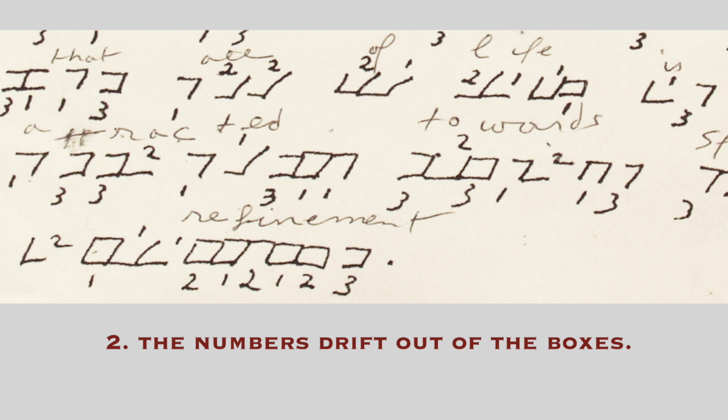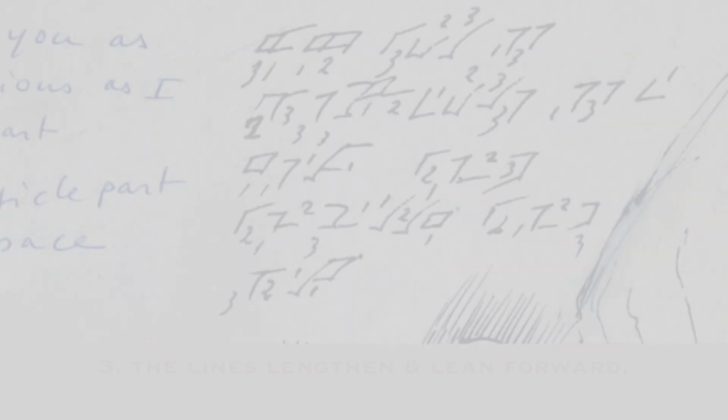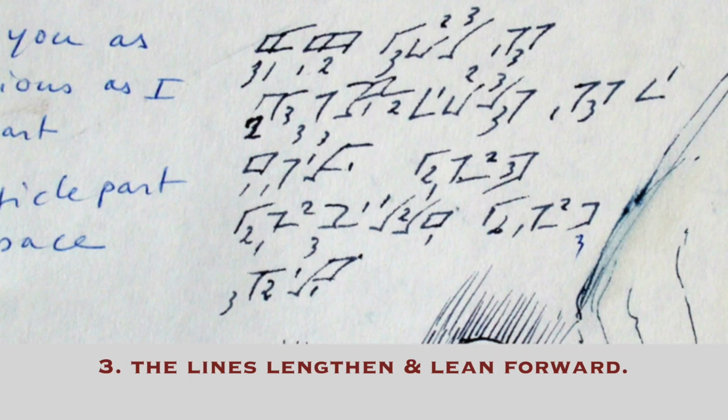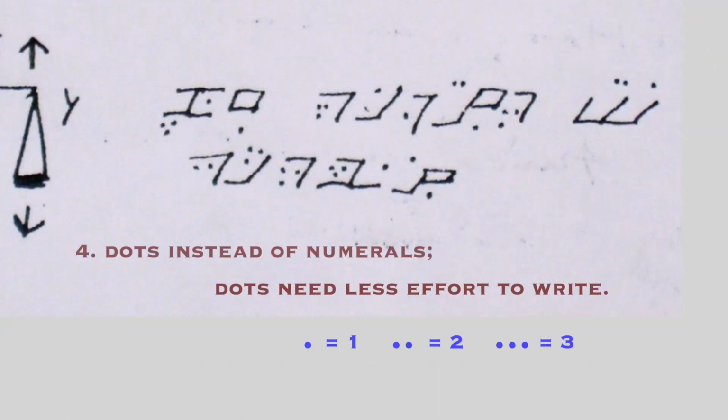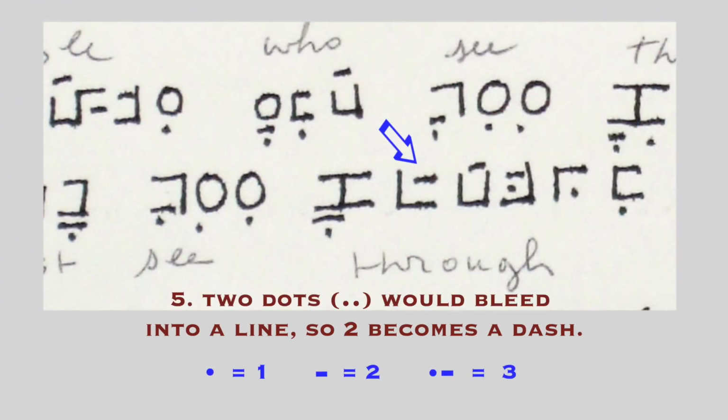The numbers drift out of the boxes. The lines lengthen and lean forward. Dots instead of numerals. Dots need less effort to write. 2 dots would bleed into a line, so 2 becomes a dash. 1 is a dot, 2 is a dash, a dot and a dash are 3.